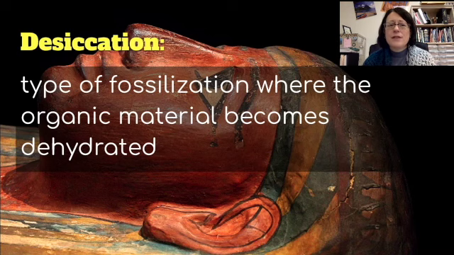There's also desiccation. This is a type of fossilization where the organic material becomes dehydrated. This process is basically used for mummification. That's why I have the picture of the mummy, because I didn't really have a good example of a fossil that was this way. But especially in very dry areas, desert areas, the organism can become dehydrated and then it will be preserved. And that's why mummies, the Egyptians, were in a very dry environment. So they used desiccation to preserve the dead bodies in their civilization.